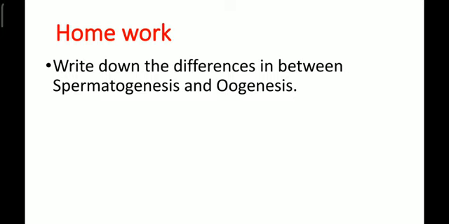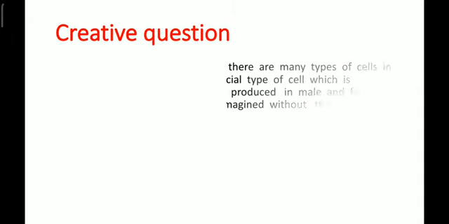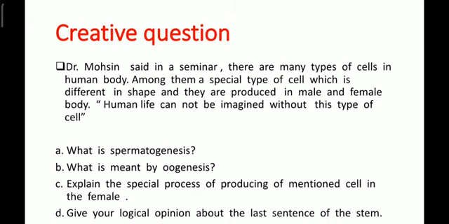Now the homework: write down the differences between spermatogenesis and oogenesis. Creative questions. Dr. Mohsen said in a seminar, there are many types of cell in the human body. Among them, a special type of cell which is different in shape is produced in the male and female body. Human life cannot be imagined without this type of cell. A. What is spermatogenesis? B. What is meant by oogenesis? C. Explain the special process of producing the mentioned cell in the female. D. Give a logical opinion about the last sentence of the stem.